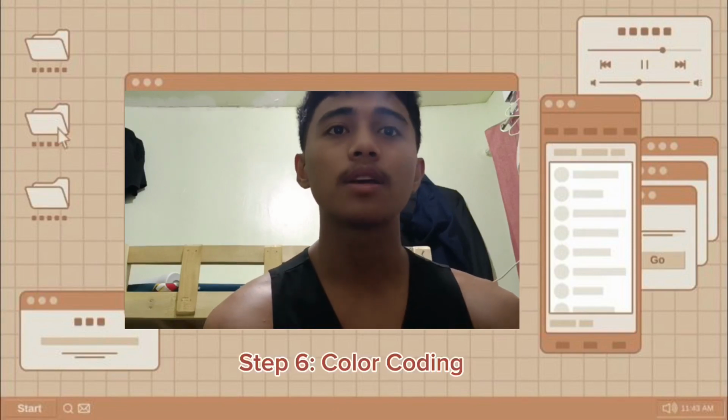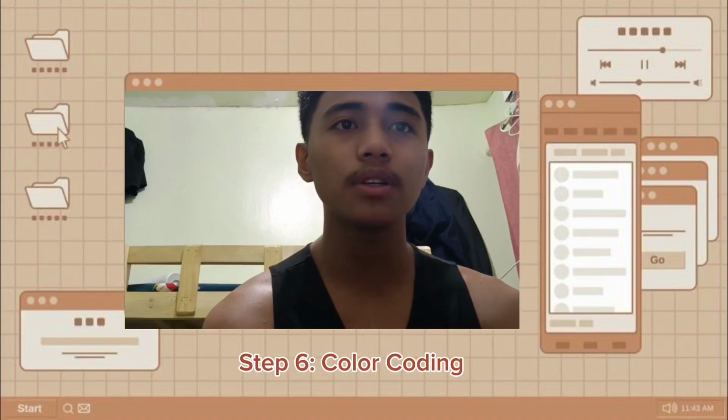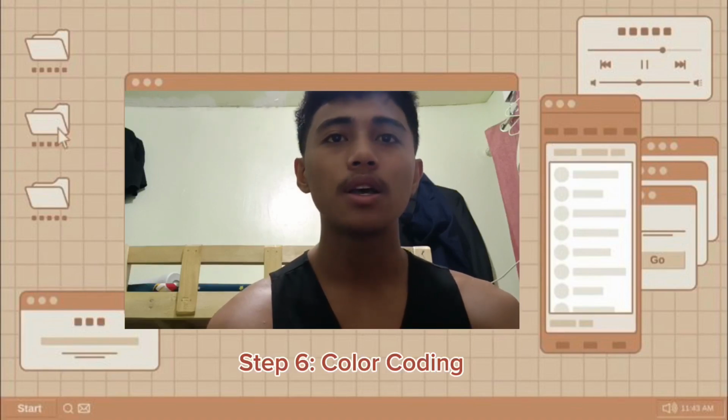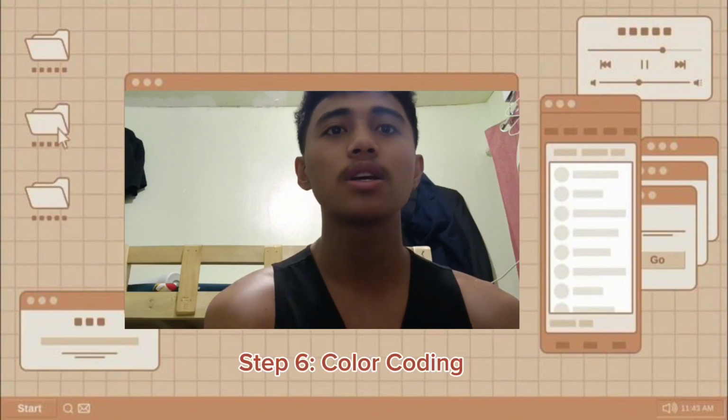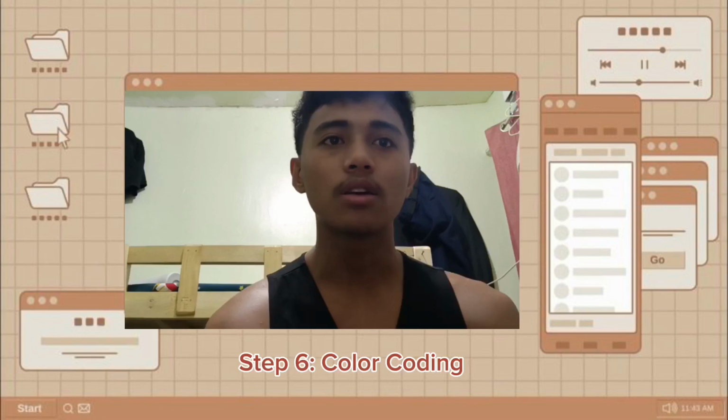Number 6, we have the color coding. Use different colors to fill in the sectors, making each visually distinct from the others. This helps in visually distinguishing between different categories.